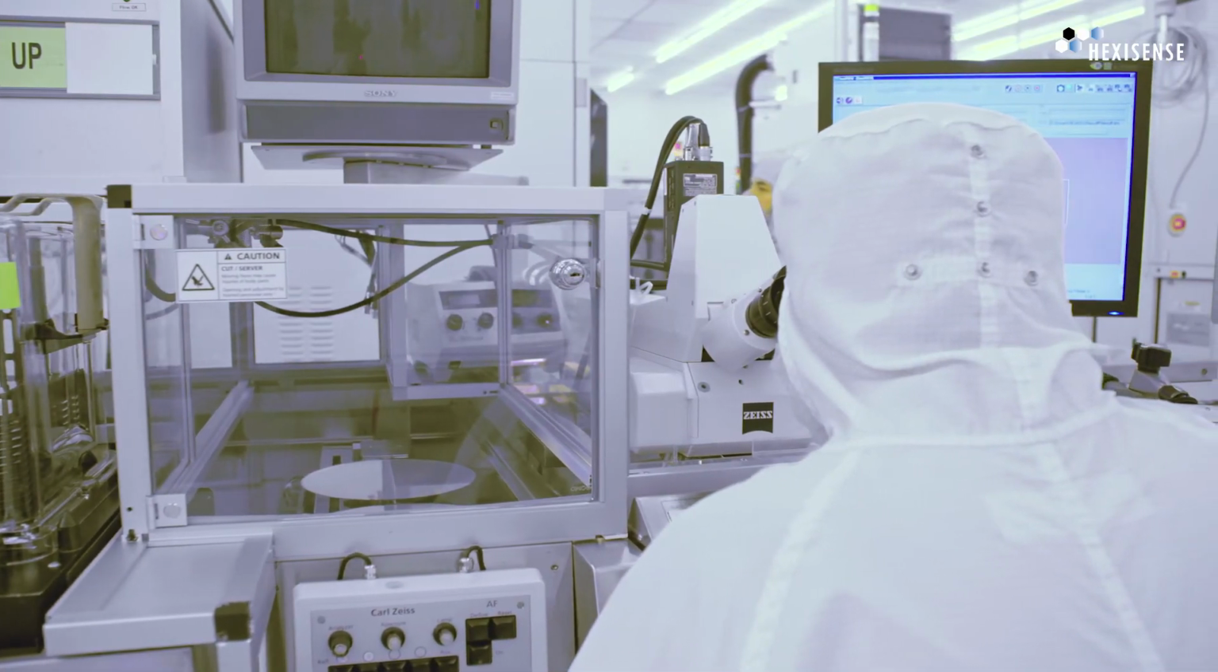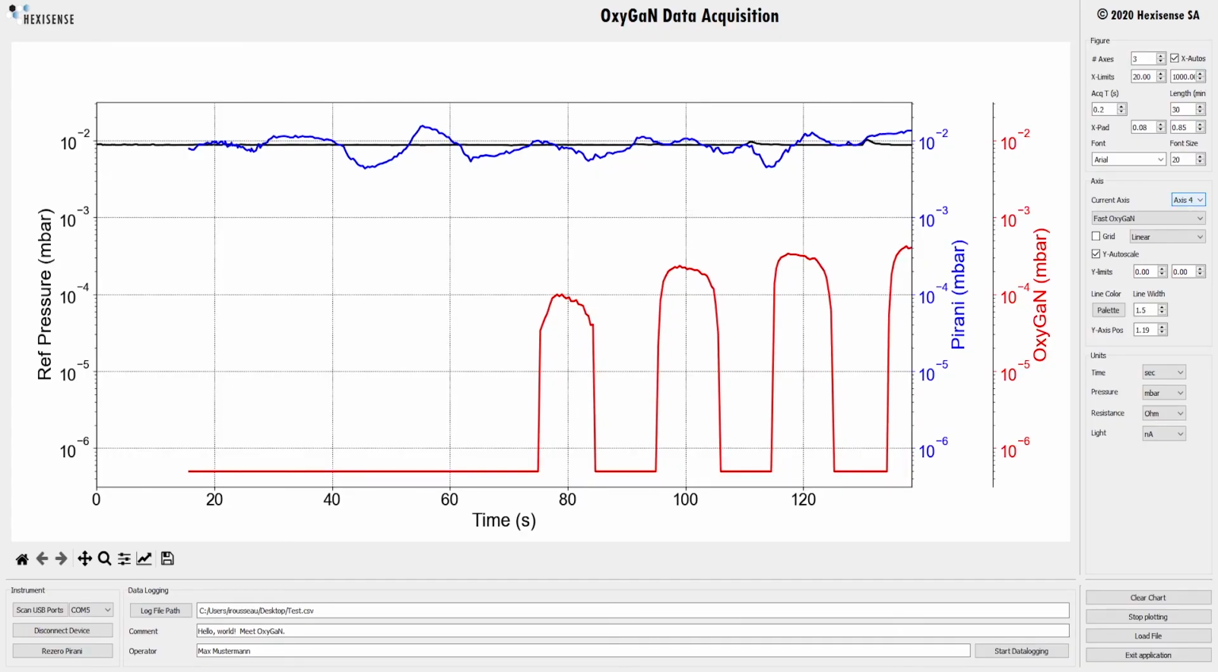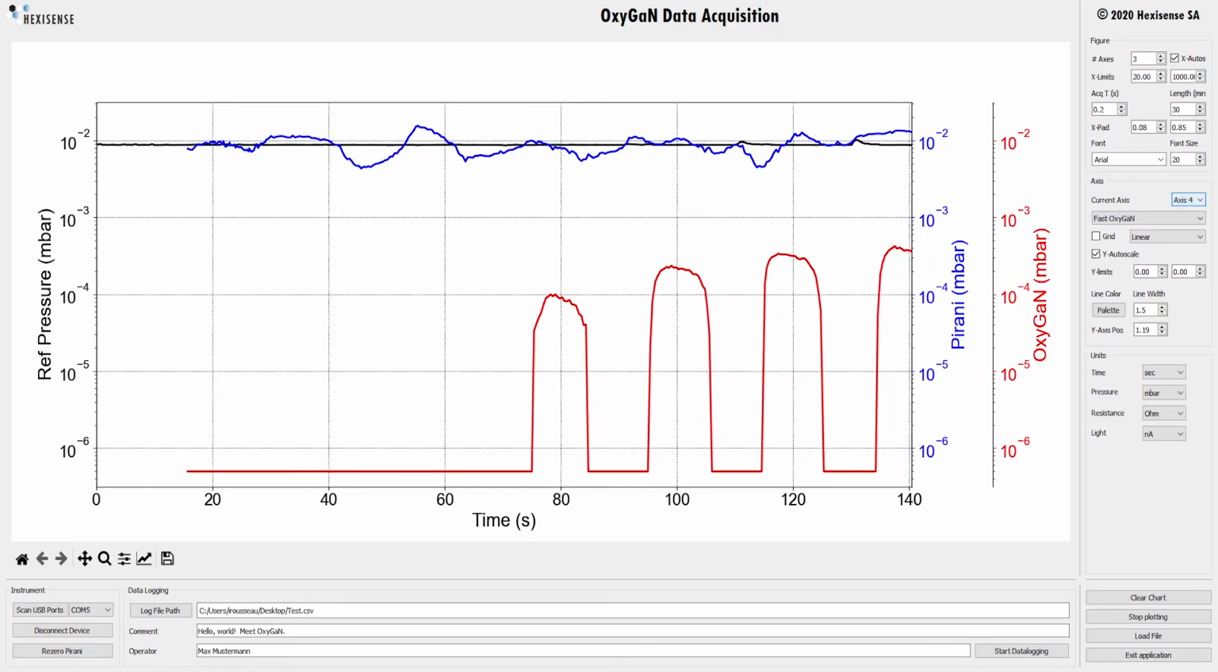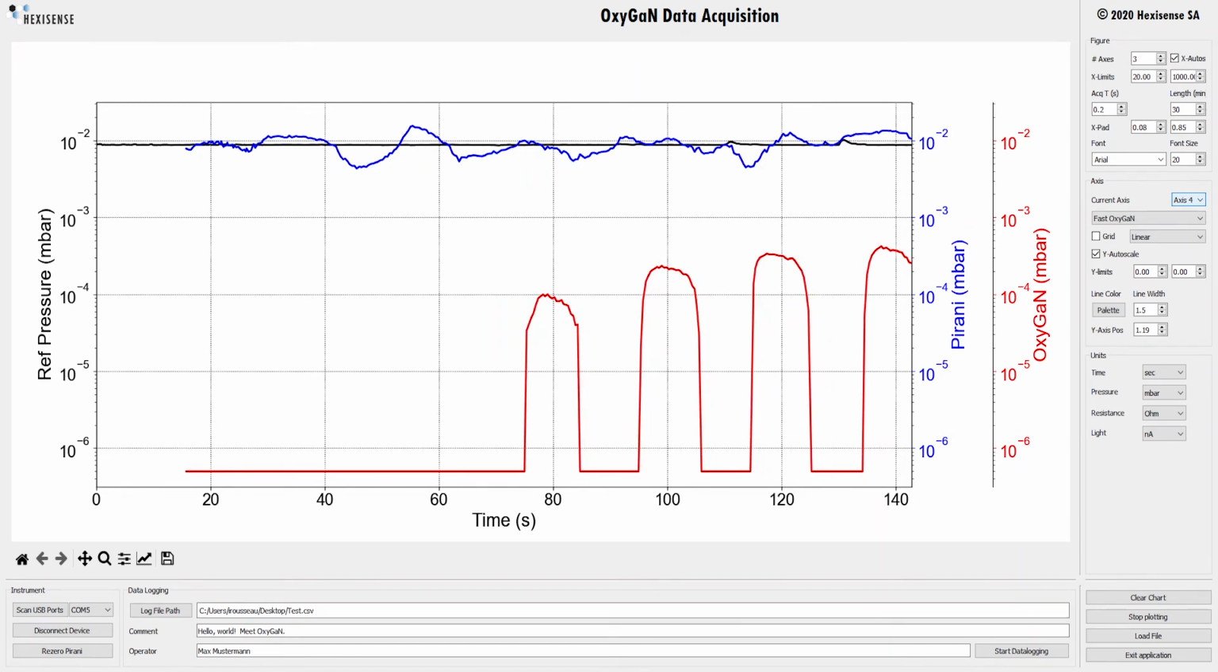OxyGaN creates new possibilities for visionary equipment manufacturers to create the next generation of Industry 4.0 ready tools. Machines with smart sensors coupled to big data analytics that maximize tool uptime and process yield.